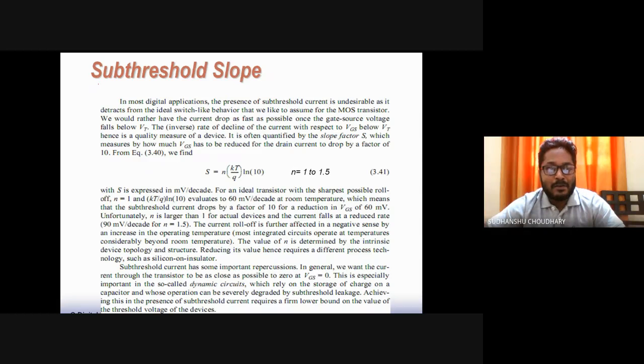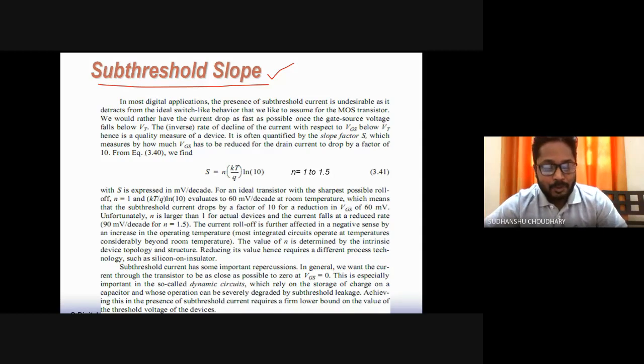Then one of the performance metrics of a MOSFET could be sub-threshold slope. This sub-threshold slope is one of the performance metrics of the MOSFET. That is, if your sub-threshold slope is good, you will say my MOSFET is good. So what is this sub-threshold slope?